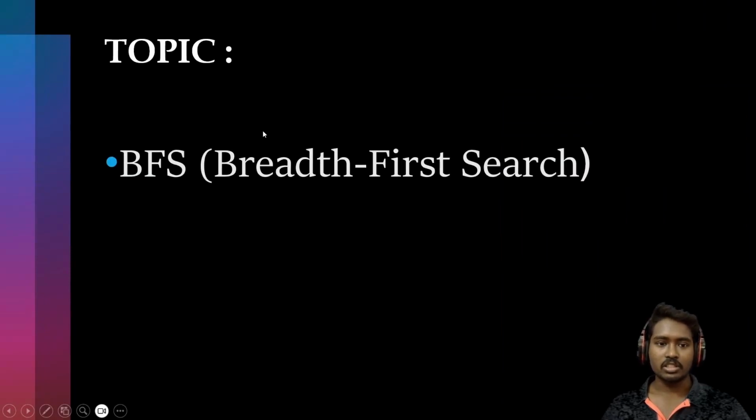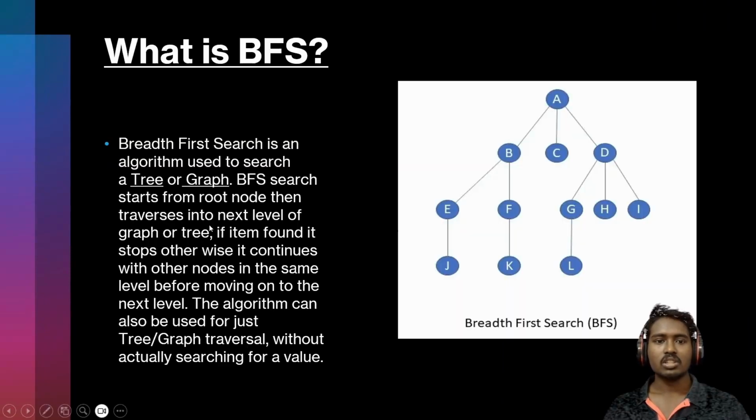So our topic is this breadth first search. What is a BFS? Breadth first search is an algorithm used to search a tree or graph. BFS search starts from the root node, then traverses into the next level of the tree or graph. So if the item is found it stops, otherwise it continues with other nodes.